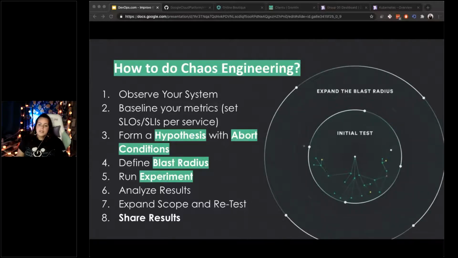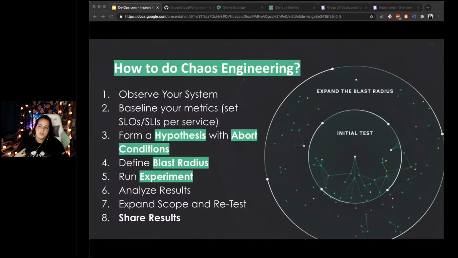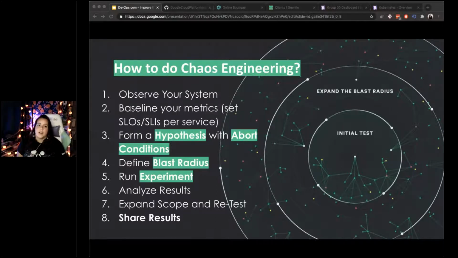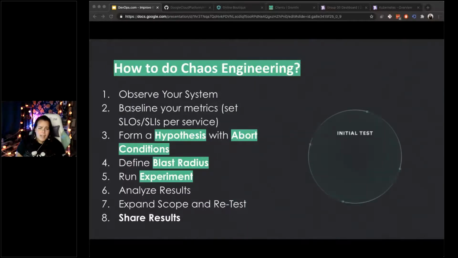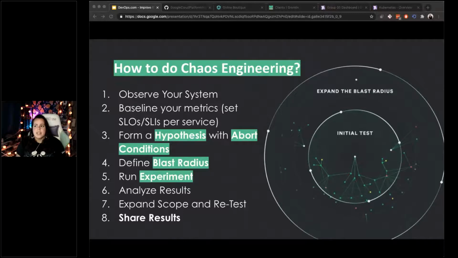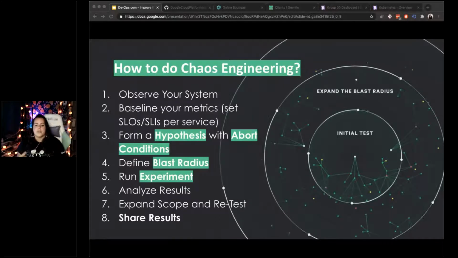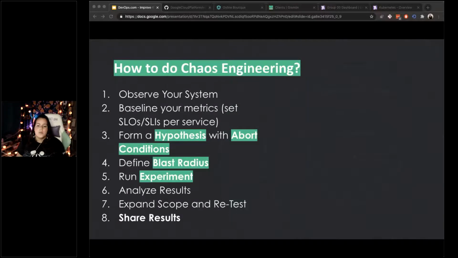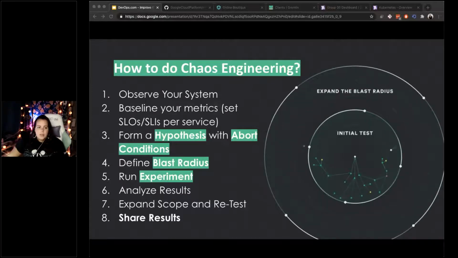Then after you run that experiment, you want to analyze those results. If the experiment is successful, of course, you want to go ahead and expand that experiment and run it once again. And one of the other major things with chaos engineering is that you always want to make sure to share your results. You want to share your results with your upper leadership, with your engineering team, go out to a conference and talk about some of the vulnerabilities that you have found or that you have learned from just building your systems.